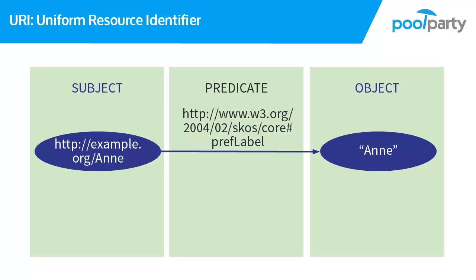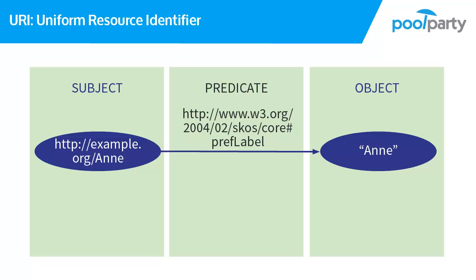First, we have the URI of our Anne resource. Second, we have a URI for the predicate. In this case, it is a predicate that tells us that it will be followed by a label, or a name. The object of our statement would then be Anne's name as a simple string. This statement tells us that the subject URI has the name Anne.